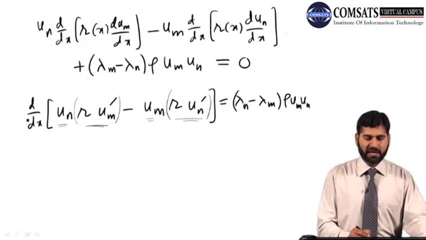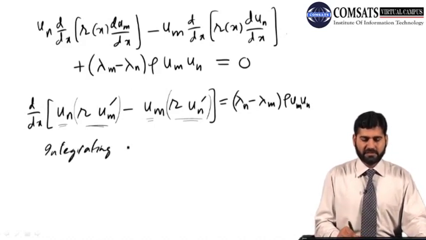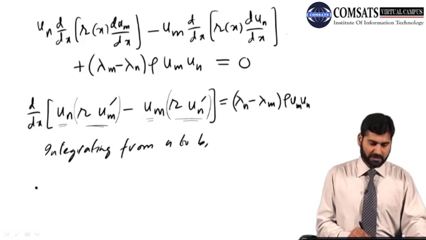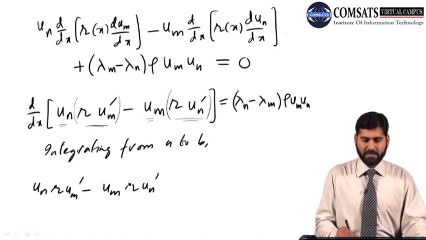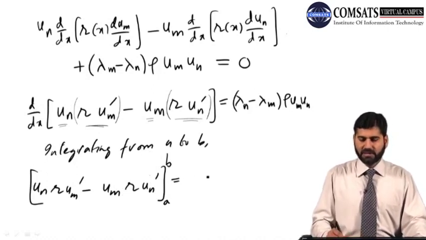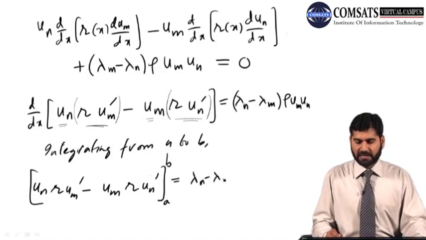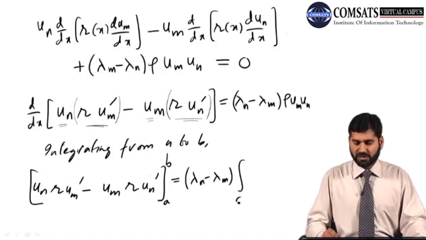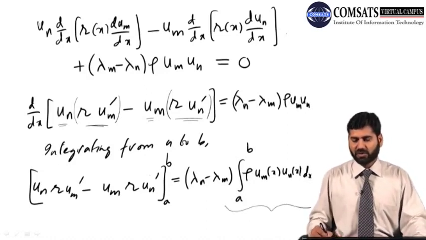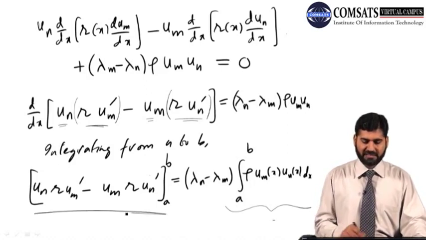Now see, the derivative is up front here, so you can integrate. If you integrate from a to b, you obtain R(un um prime minus um un prime) from a to b, because derivative and integral will be cancelled of course, equal to lambda n minus lambda m, which is constant, so the integral will go from a to b rho(x) um(x) un(x) dx, and we need to prove this thing equal to 0, right? We need to show this thing. So I have to show that this left hand side is 0.